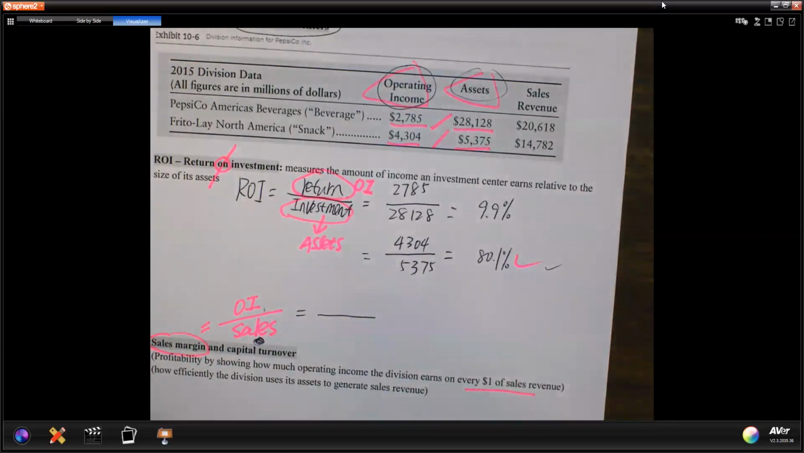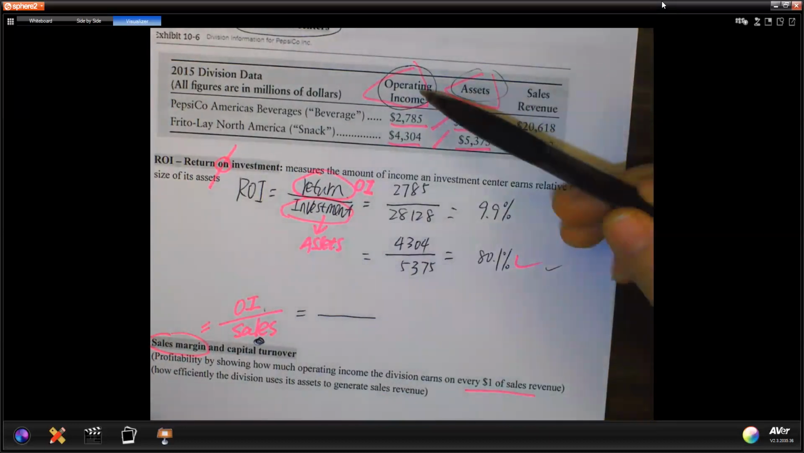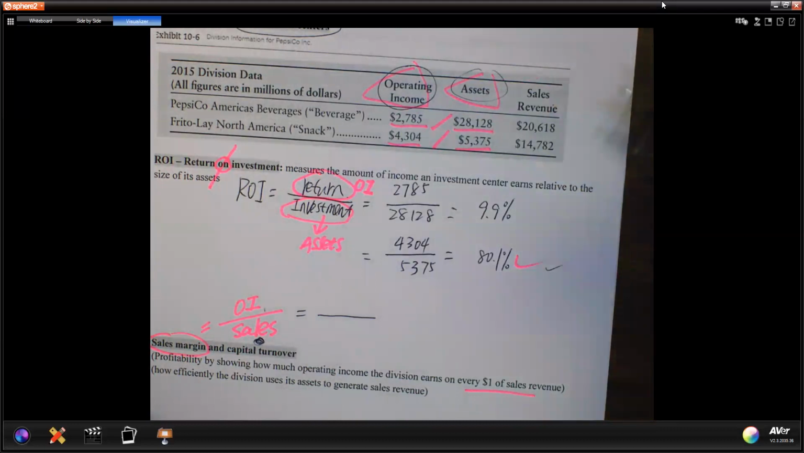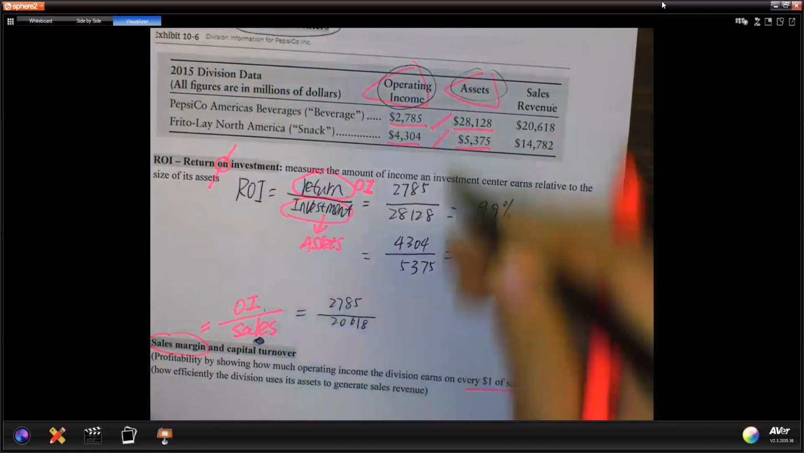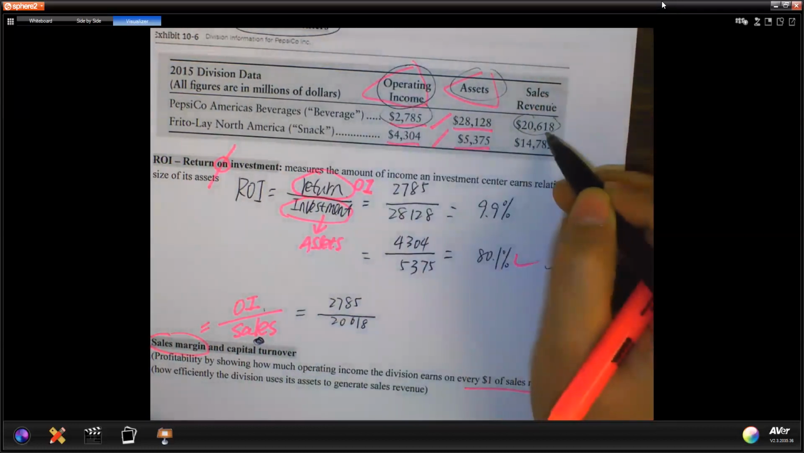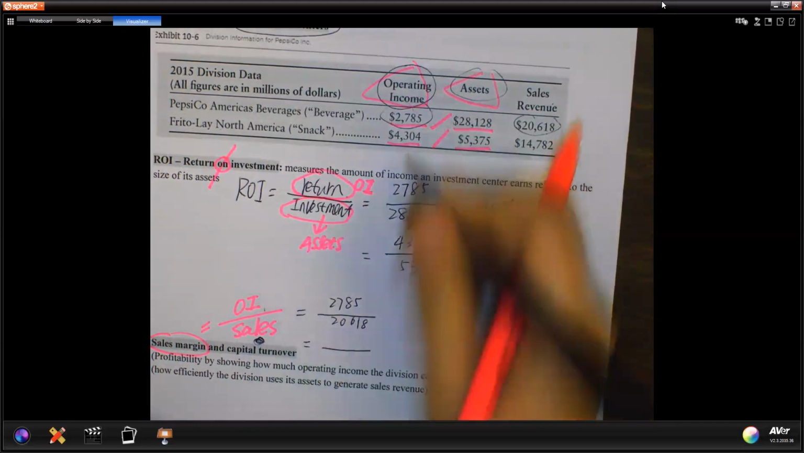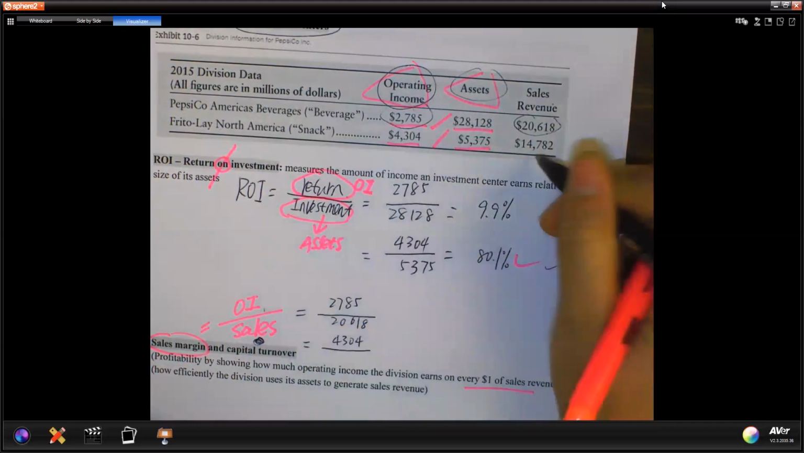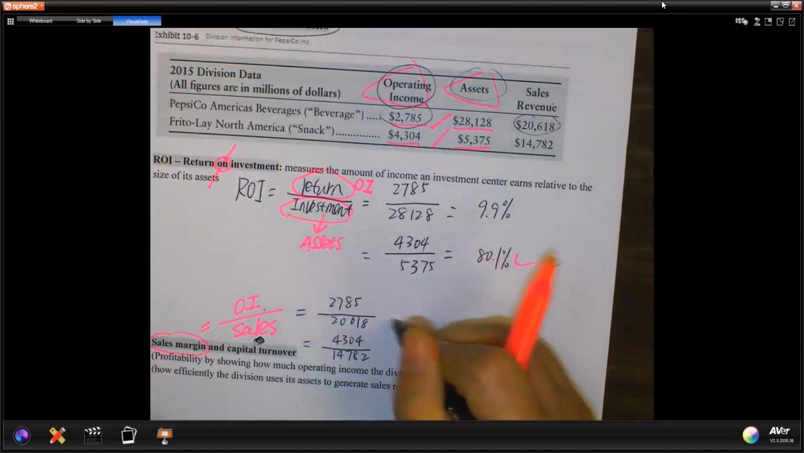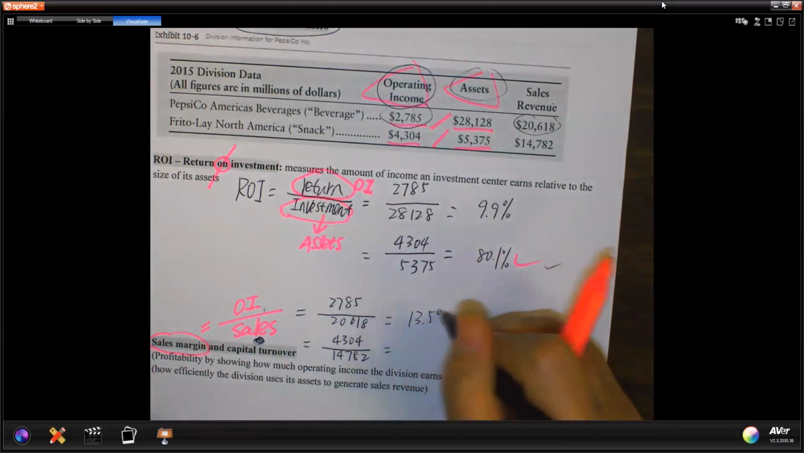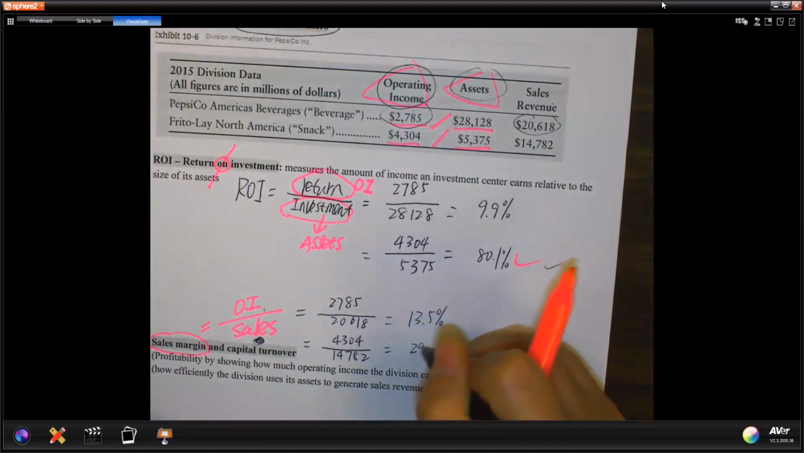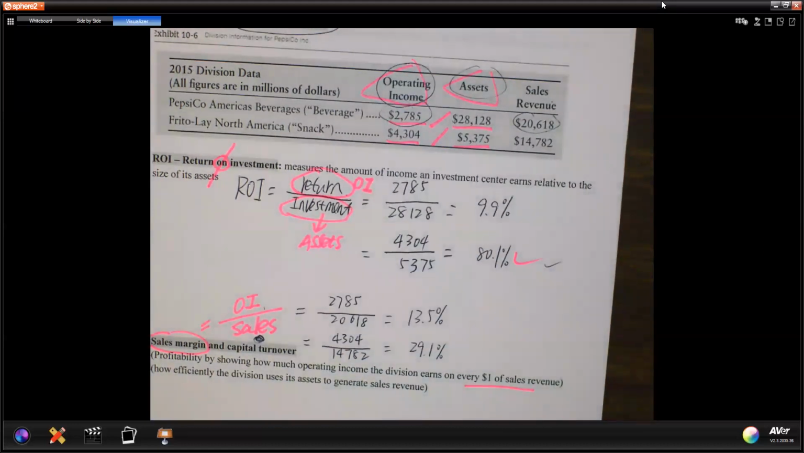So for the first division, we look at operating income divided by sales revenue. So it will be 2785 over 2618. Everybody knows how I got those two numbers. For the second division will be 4304 divided by 14782. So if you get the number, I believe will be 13.5%, and then also 29.1%. So this is the sales margin.